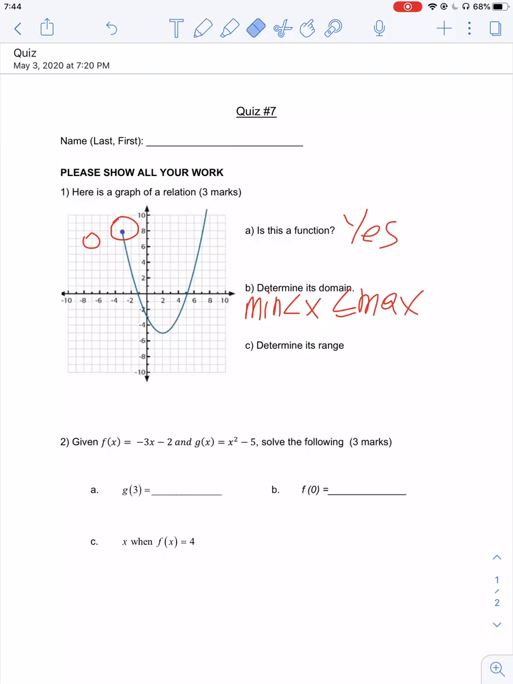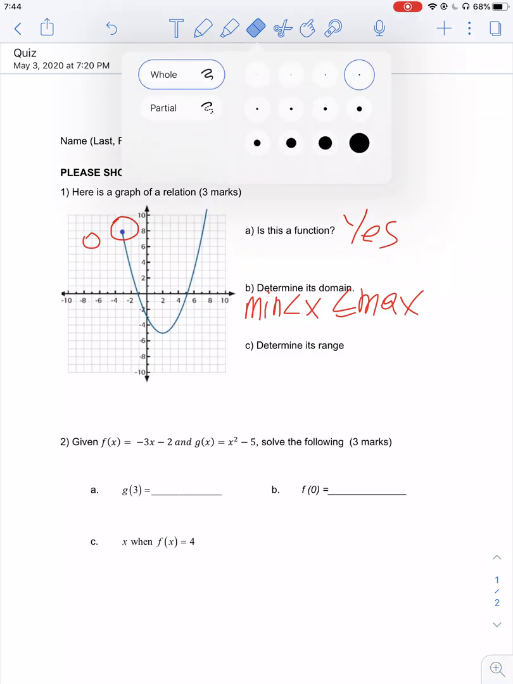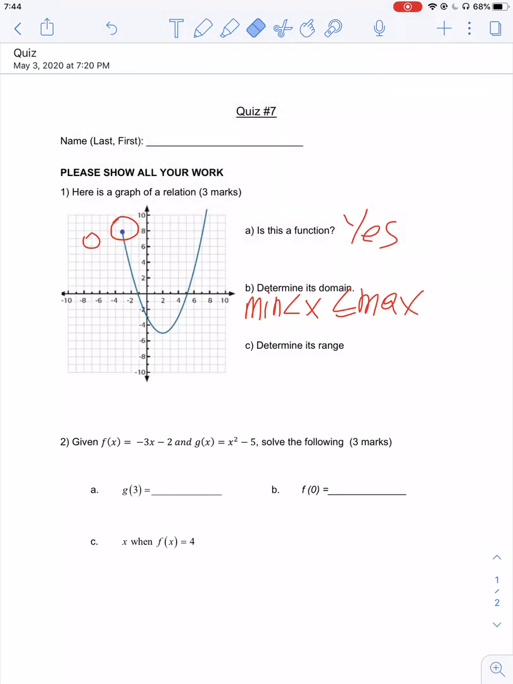So the minimum x value that your function is taking right over here is what? Okay, so let's look at the graph. The minimum x value, so these are my x values, is this one, and it's between -2 and -4, so that means it's -3, right? So that means -3 is my minimum, and because the point is shaded, I have to put the equal sign underneath, and then I'm going to have to put x.